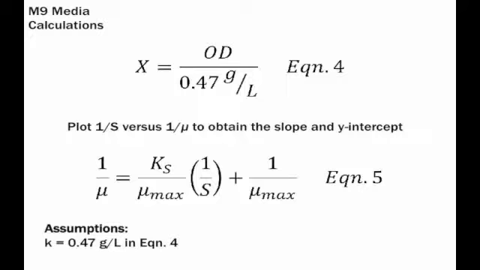For the M9 media, the optical density was used to solve for x by equation 4. It was assumed that k was equal to 0.47 for this equation. 1 over s versus 1 over mu was plotted, and the slope and y-intercept were found using equation 5. Ks and mu max were then solved for using the relationships in equation 5.